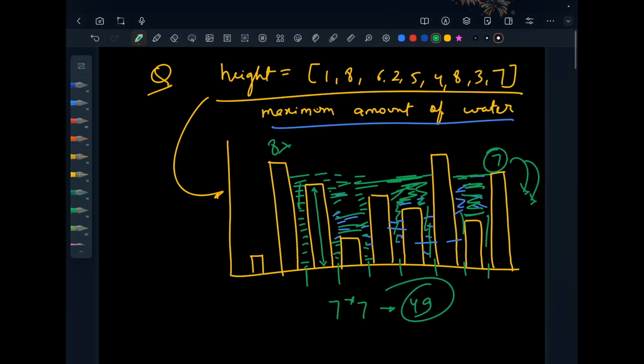Every pillar has a distance of 1, so they are consistent, and we cannot make changes in the pillars, and also you cannot shift your pillars. Your pillars will sit there. You just have to calculate your maximum amount of water.